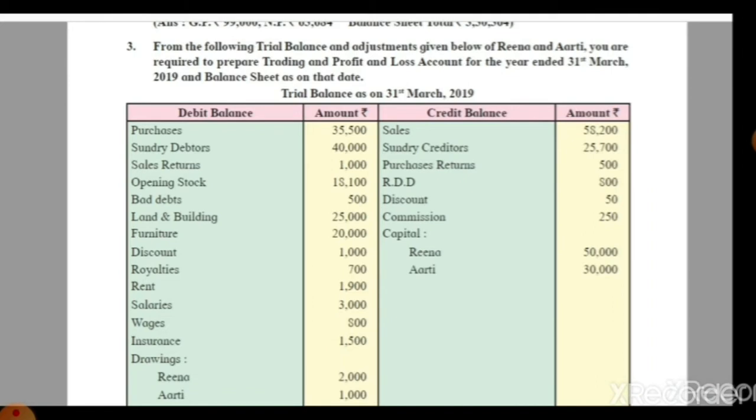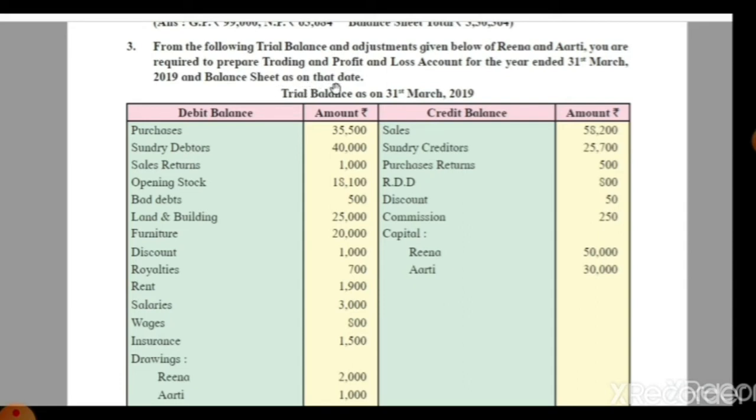Student, today we solve the partnership final account practice problem number 3, which is available on your textbook page number 56. So let us read the problem of final accounts. From the following trial balance and adjustment given below of Reena and Aarti, you are required to prepare the trading and profit and loss account for the year ended 31st March 2019 and balance sheet as on that date.